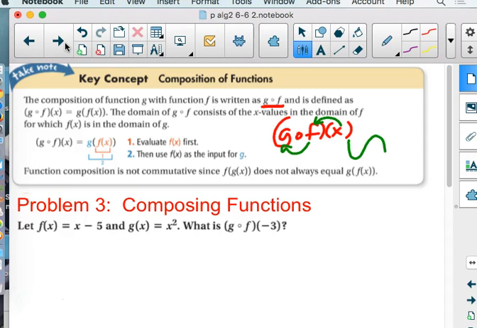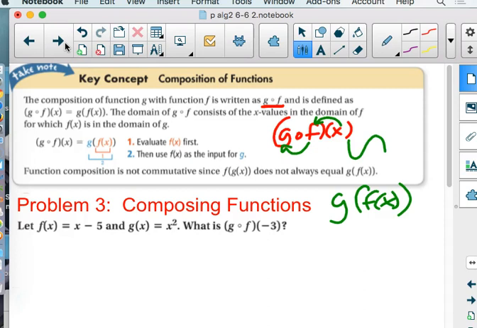Now, the better way to write that is with parentheses. So g of f of x with parentheses looks like this. Why is that better? Because we have a rule about parentheses in math. And the rule is you always do inside parentheses first and work your way out. So when it's written like this, it's really obvious. Hey, we're going to do f of x first, and then we're going to go out and do g of x.